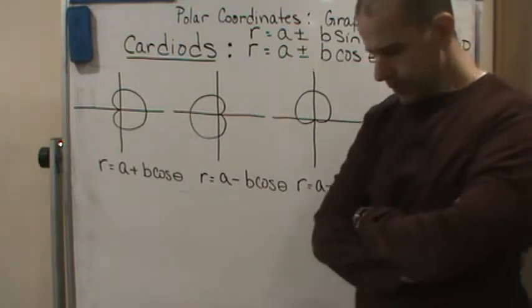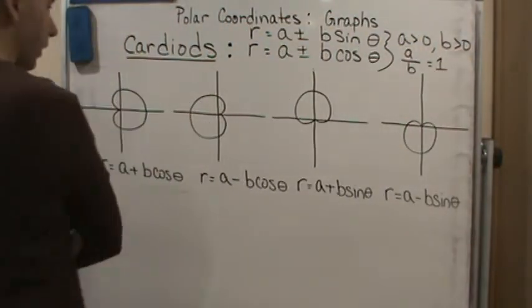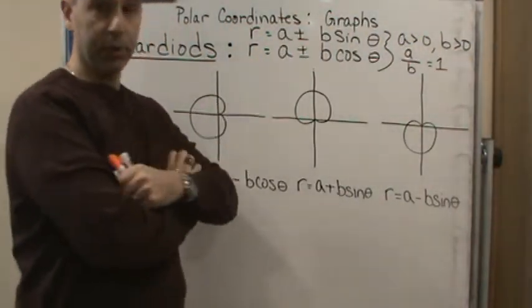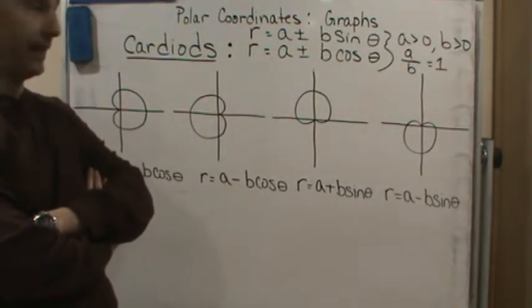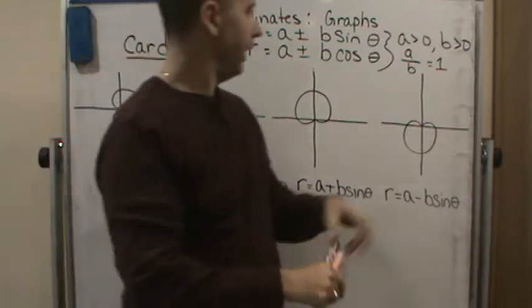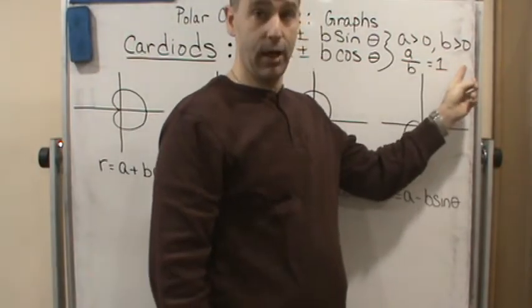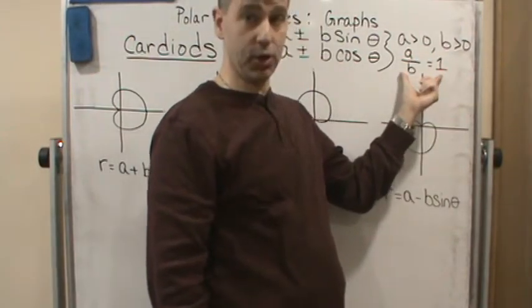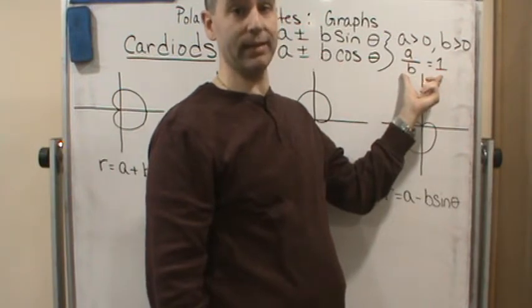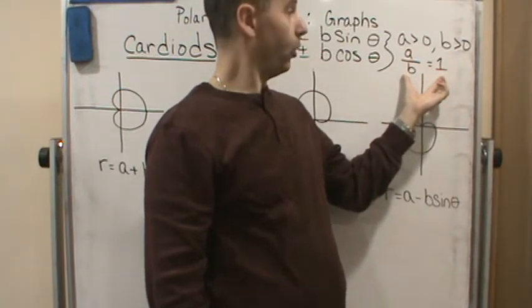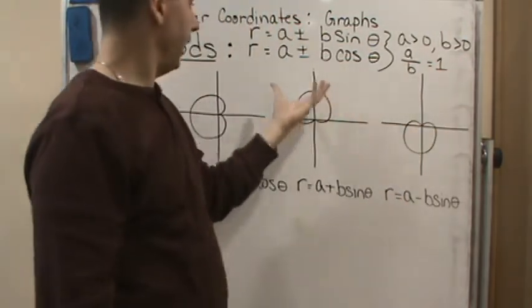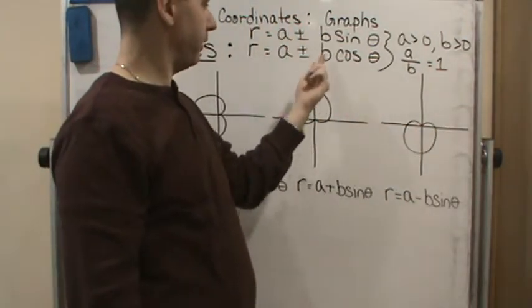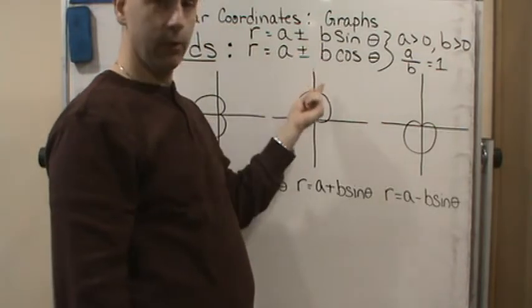So cardioids are of the form r equals a plus or minus b cosine theta or b sine theta. And again, a and b are both positive values, and by the way, the ratio of a and b is equal to 1, which means they have to be the same value. Okay? So these are the criteria for a cardioid. And the cardioid can be either one of these types of equations.